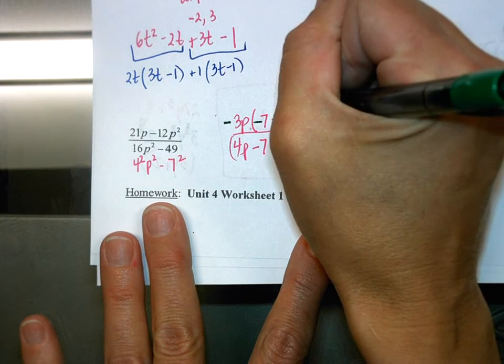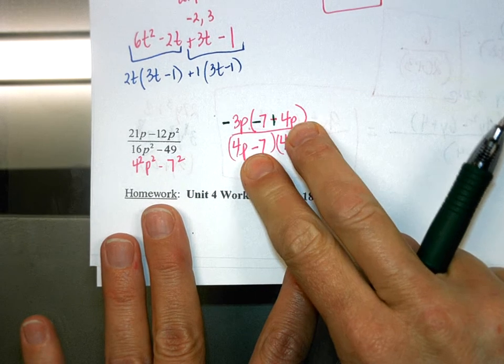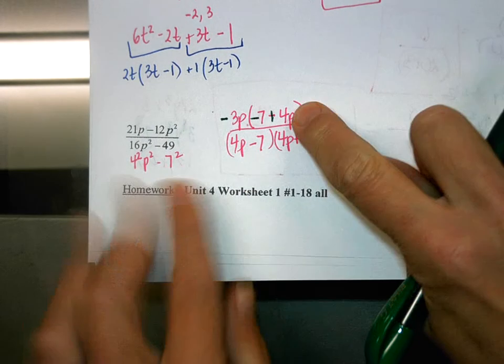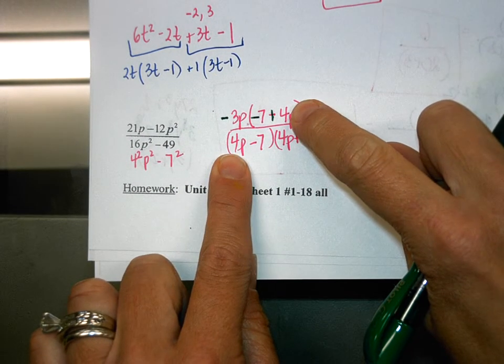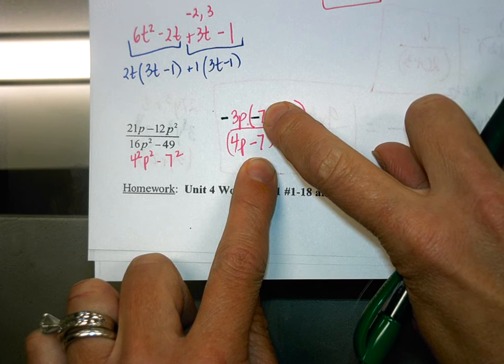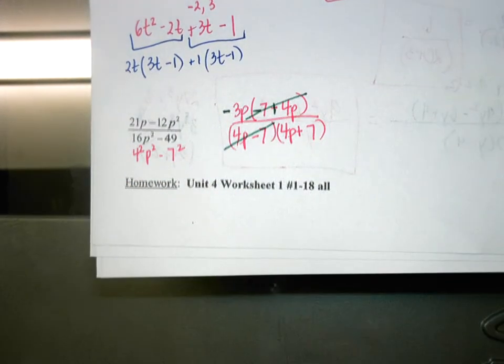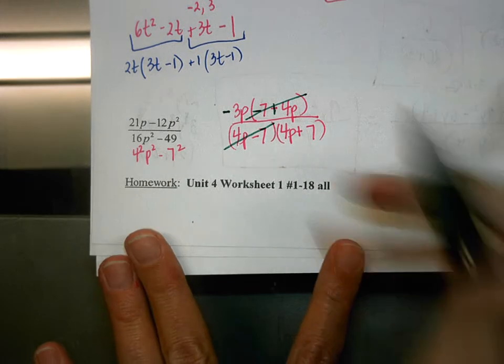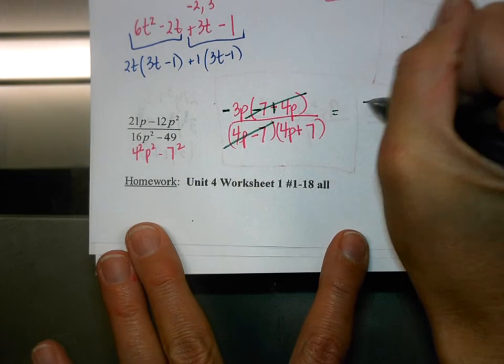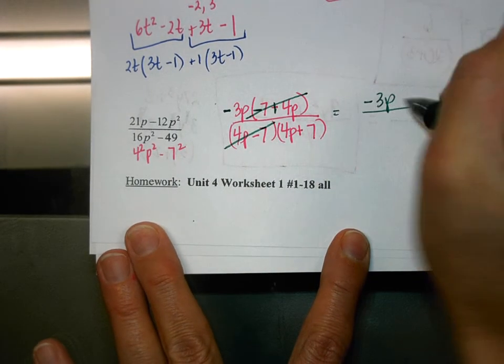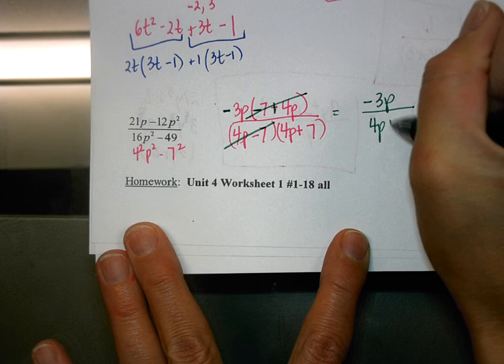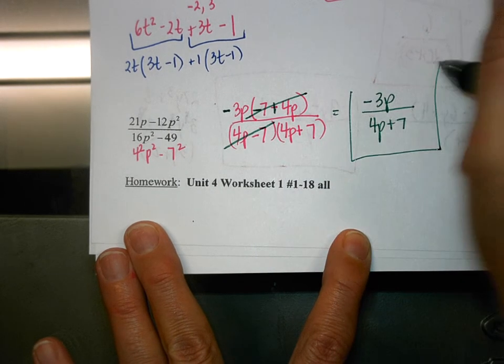Are these the same now? Yes, because notice how the 4p's are positive and the 7's are negative. So these are the same. You could rewrite them if you want to, but I'm not going to waste my time. Those can cancel out, and so on the top we have a negative 3p, and the denominator we have 4p plus 7. Okay, any questions there?